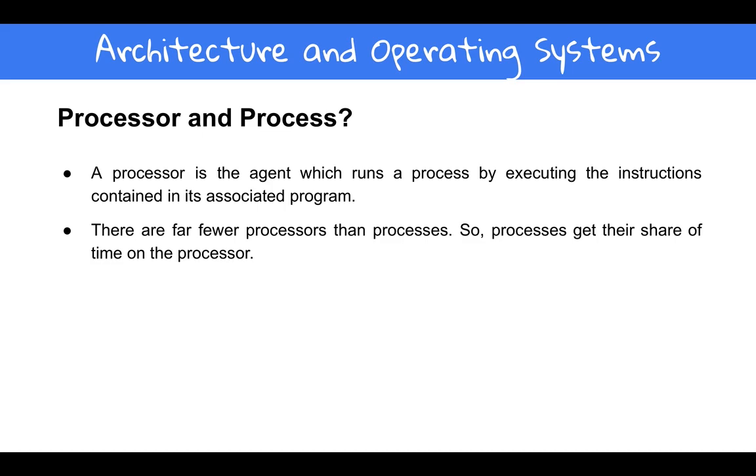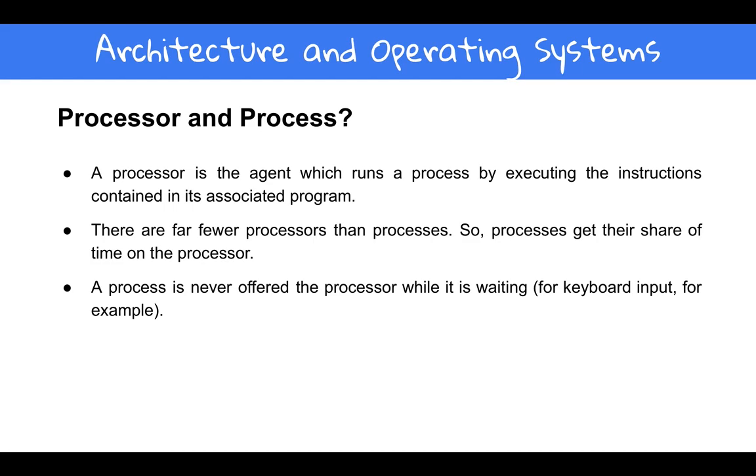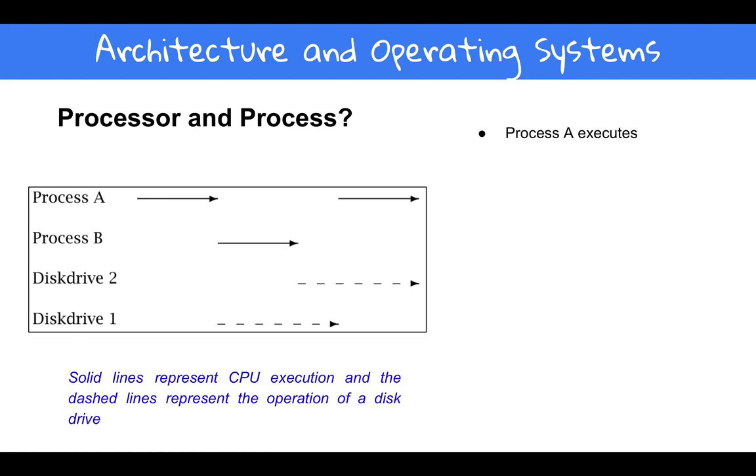That's quite important. Also, the processor is not offered to those processes which are waiting. For example, if a process is waiting for a button to be pressed, it cannot use the processor. It has to wait until you press the button.